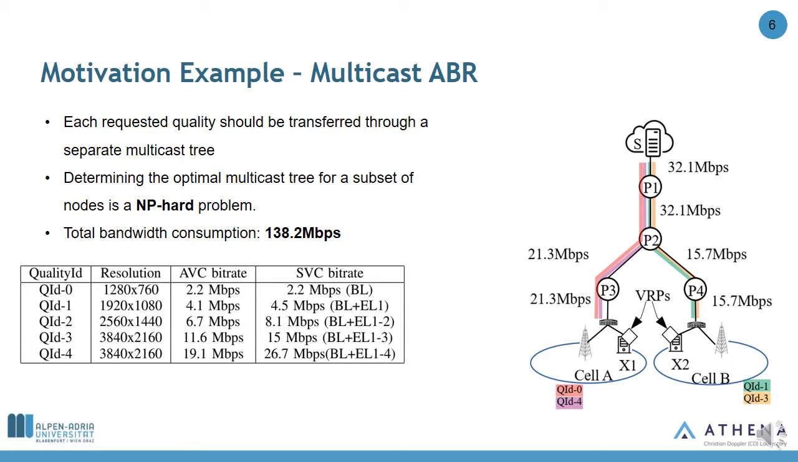Determining the optimal multicast tree for a subset of nodes is an NP-hard problem. For this simple topology, we have to calculate four different multicast trees from the source node to the VRPs. Also, the total bandwidth consumption for this simple topology is a little bit more than 138 megabit per second.